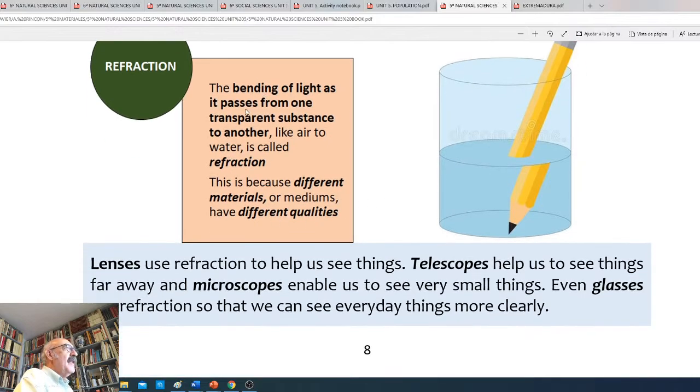So the bending of light as it passes from one transparent substance to another, like air to water, is called refraction. This is because different materials or mediums have different qualities, and lenses use refraction to help us see things. Telescopes help us to see things far away, and microscopes enable us to see very small things. Even glasses use refraction so that we can see everyday things more clearly.